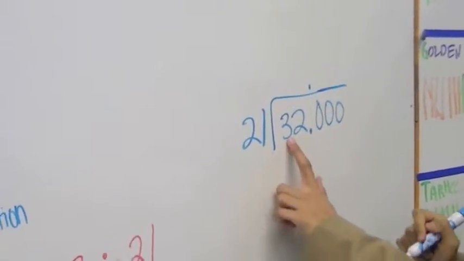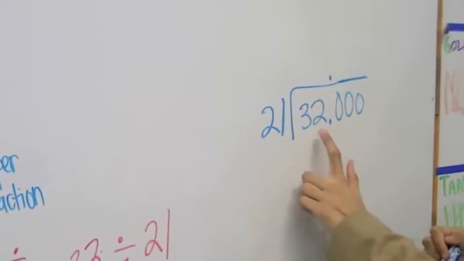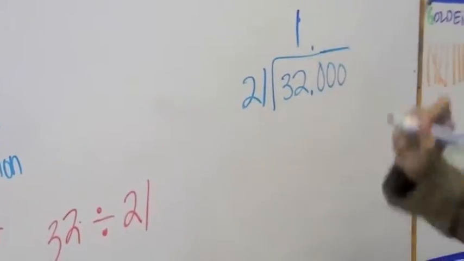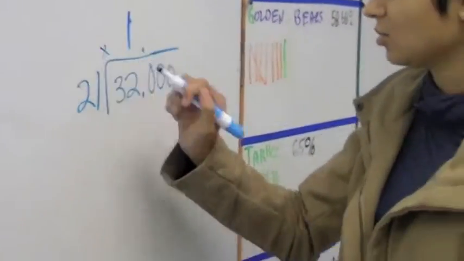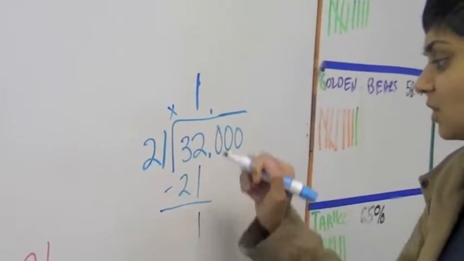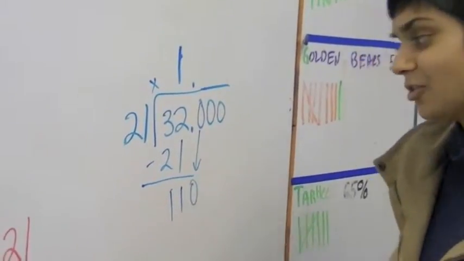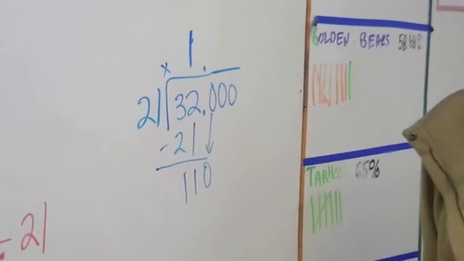So I cannot divide 3 by 21, so I'm going to do 32 divided by 21. 21 goes in one time. Divide, multiply. 1 times 21 equals 21. Subtract. 2 minus 1 is 1. 3 minus 2 is 1. Bring down. Now, I don't know about you, but counting by 21s is a little bit difficult for me.